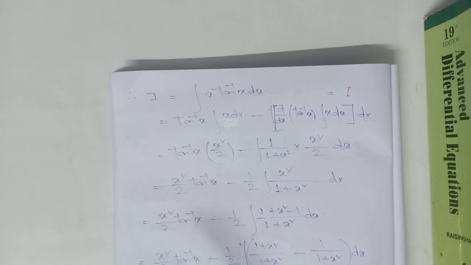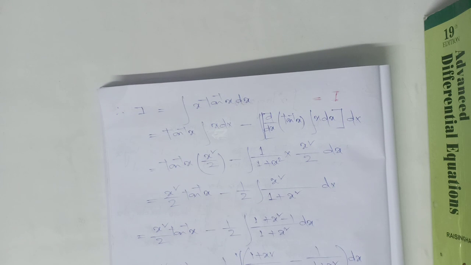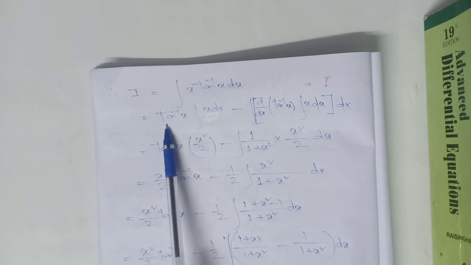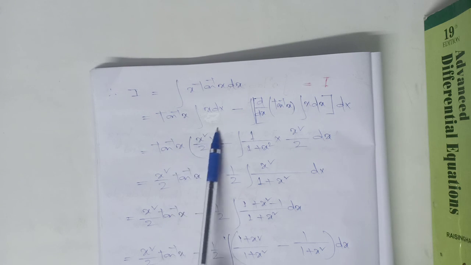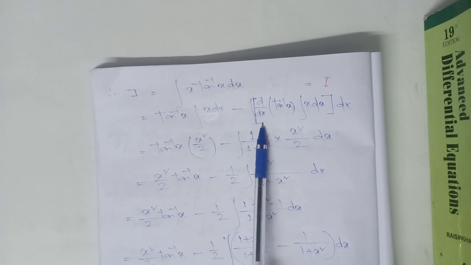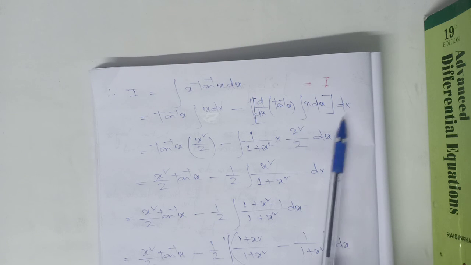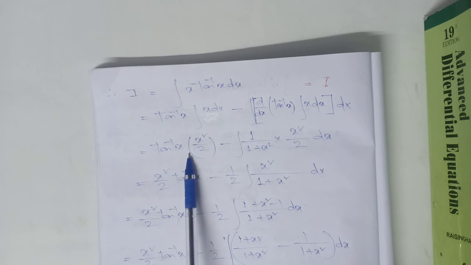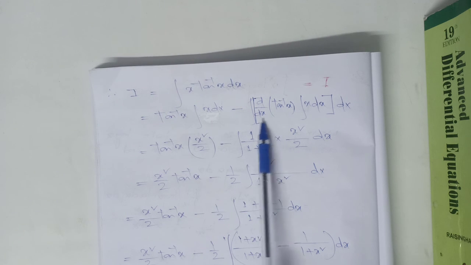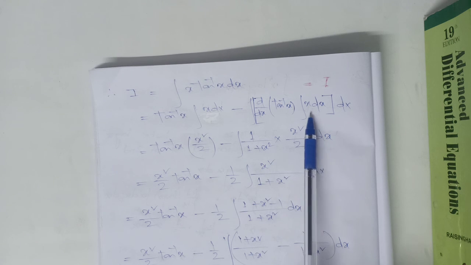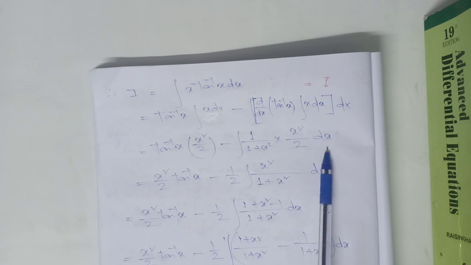You can see that I equals the integration of x tan inverse x dx. So tan inverse x into the integration of x dx, minus the integration of d/dx of the first function tan inverse x, into the integration of x dx, dx. Tan inverse x, the integration of x dx is x square by 2, minus d/dx of tan inverse x, which is 1 by 1 plus x square, into the integration of x dx, which is x square by 2, dx.